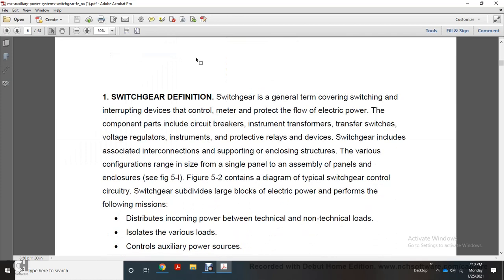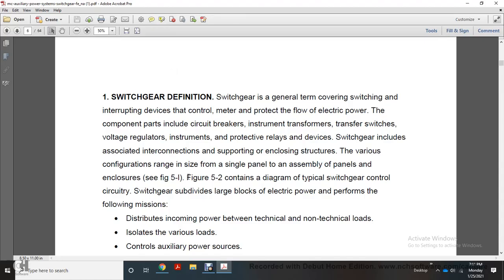Switchgear definition. Switchgear is a general term covering switches and interrupting devices for the control, metering, and protection of the flow of electrical power. The components and parts include circuit breakers, instrument transformers, transfer switches, voltage regulators, instruments, and protective relay devices. Switchgear includes associated interconnections and supporting enclosure structures, in various configurations ranging in size from a single panel to an assembly of those panels.